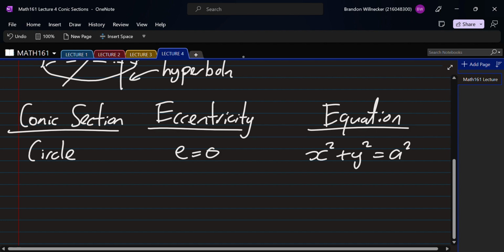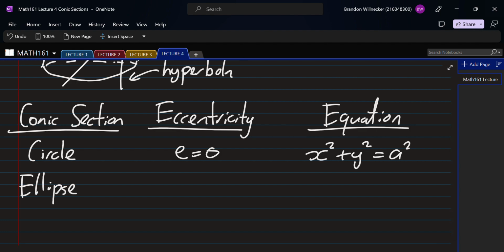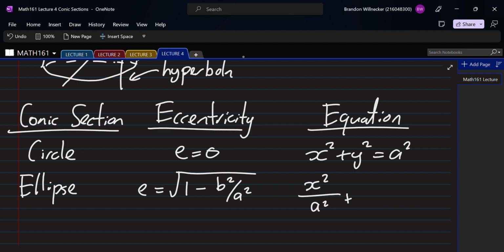Next one up, we have an ellipse, the oval or stretched circle. This has an eccentricity e given by the square root of 1 minus b squared over a squared. We'll get to those values now. These b squared and a squared come from the equation x squared over a squared plus y squared over b squared is equal to 1.